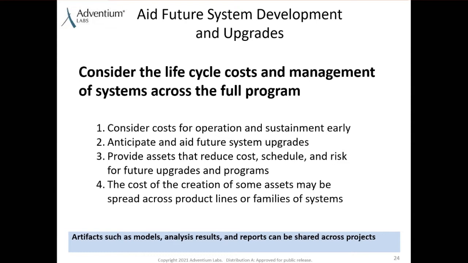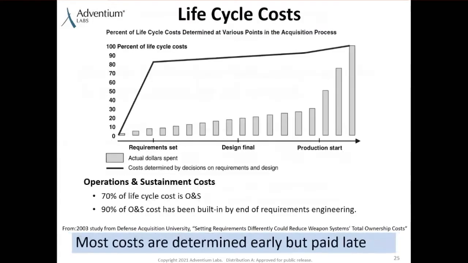It's easy to do, once again, the trade studies to look at how that affects things within the model. We can use those model assets, those documentation assets, to reduce cost, schedule, and risk for future upgrades and future programs. And the cost of creating these assets can be spread across product lines or across families of systems. So I've got a nice chart that shows how this works.